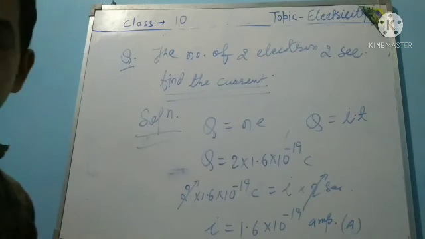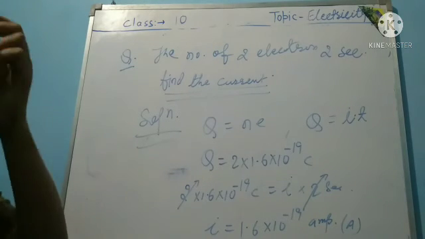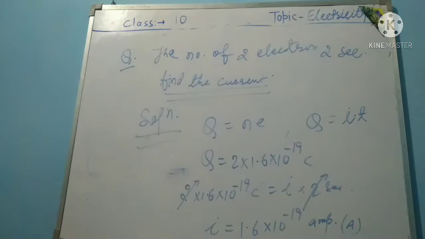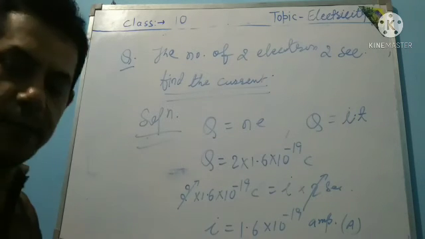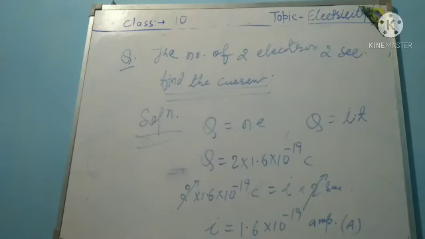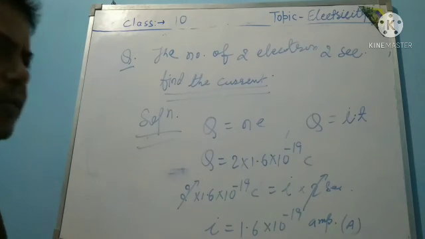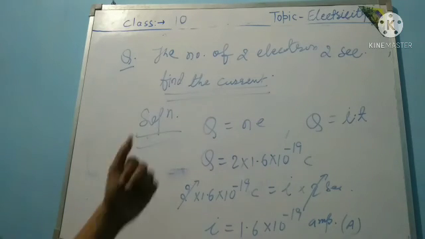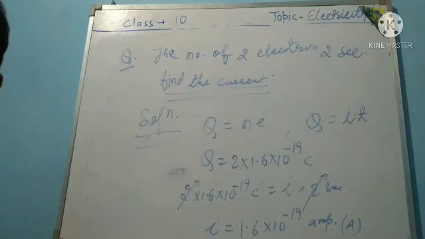Questions of this type are solved in this way. The SI unit of current is ampere, named after the French scientist Andre Marie Ampere, who lived from 1775 to approximately 1835.